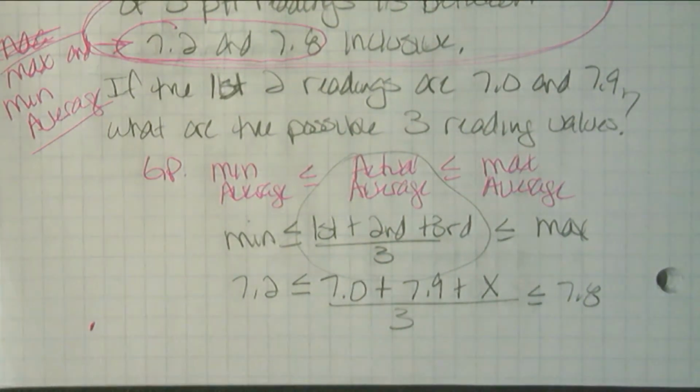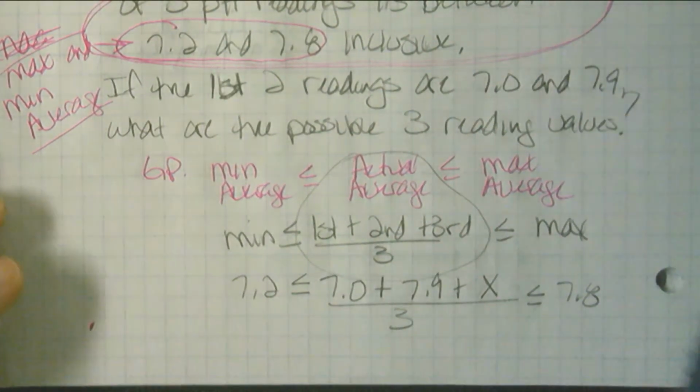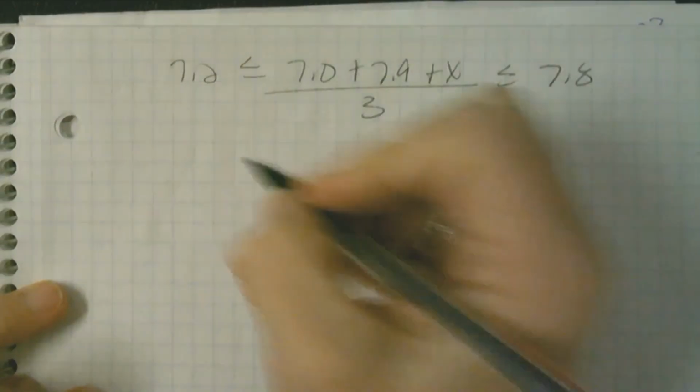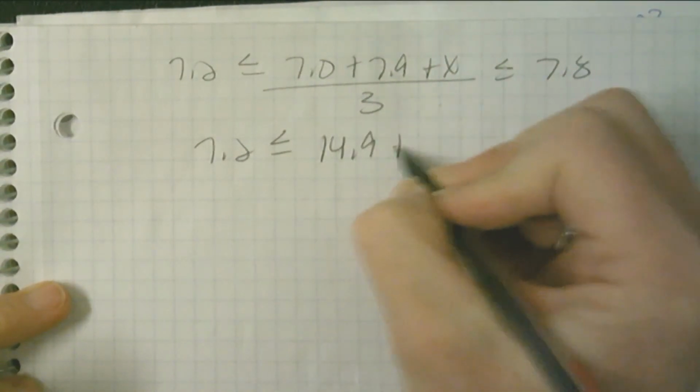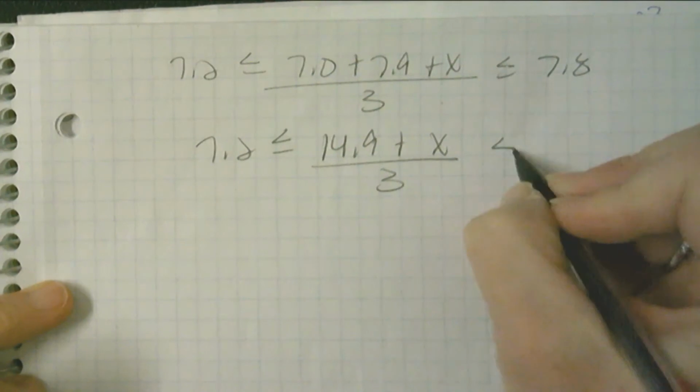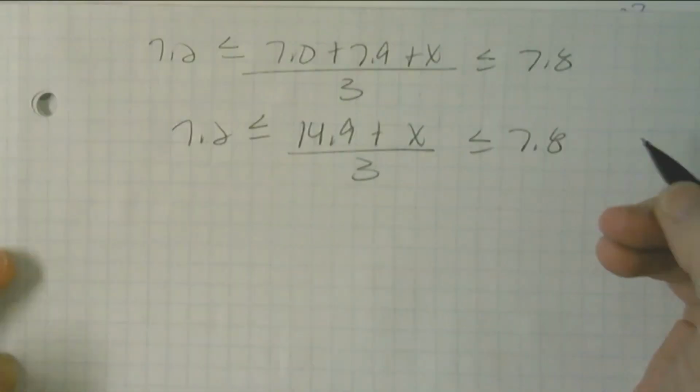Now we're going to solve that. What do I have to do first to start solving this? Jacob? Yeah, I've got to add those together. All right, so I'm going to do that for you. So that's going to be 14.9. So 7.2 is less than or equal to 14.9 plus x over 3, which is less than or equal to 7.8. Now what?